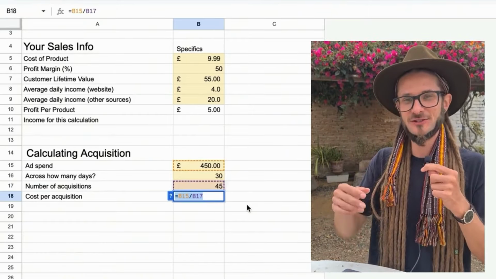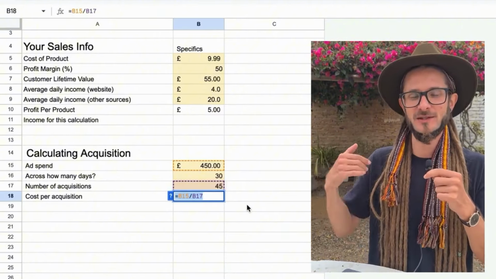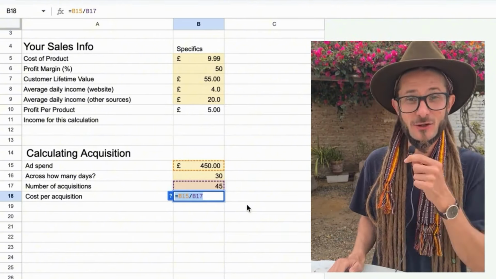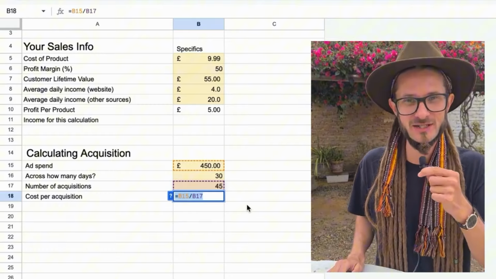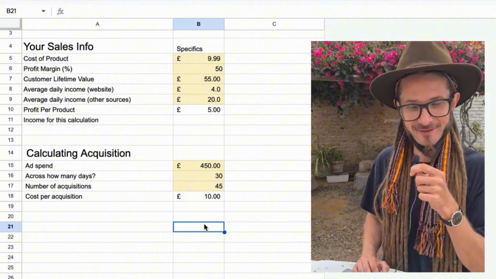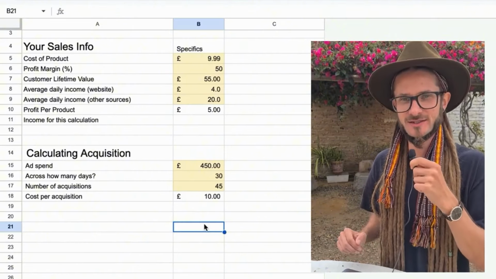And then the final field is just the cost that you've spent divided by the number of acquisitions that you had. That's an automatically self-calculating field, and that'll give you the cost per acquisition. So how much you spent per sale, per lead, per cost of acquisition. Okay, so in this example it is 10. Okay, cool. So that's the next section of this spreadsheet, guys.